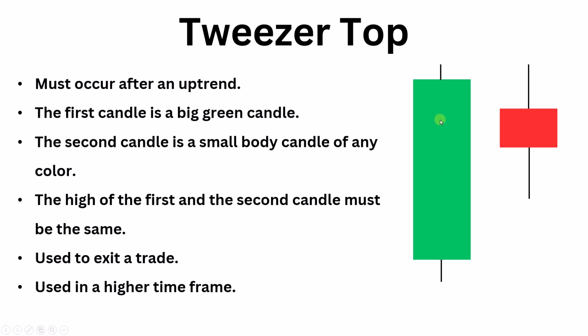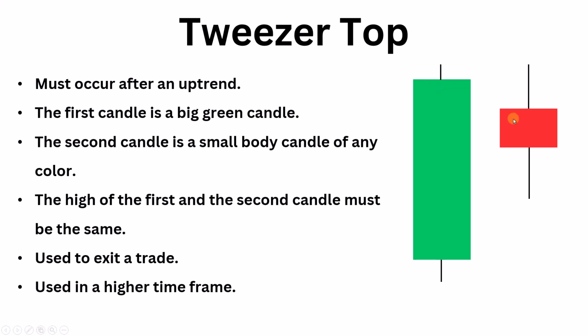Okay. Now this tweezer top appears after an uptrend. So we must have a good uptrend first, and at the end of an uptrend we must find this pattern, or this pattern must occur. Okay. In this pattern, the first candle must be a big green candle, which shows that the buyers are in control.